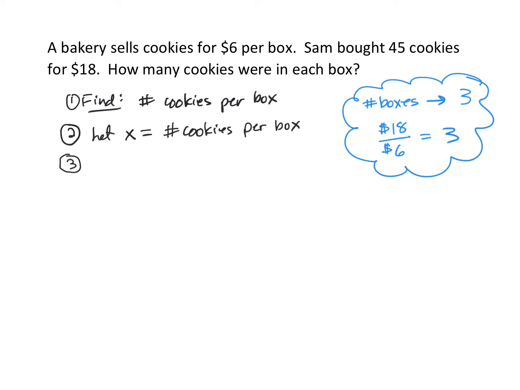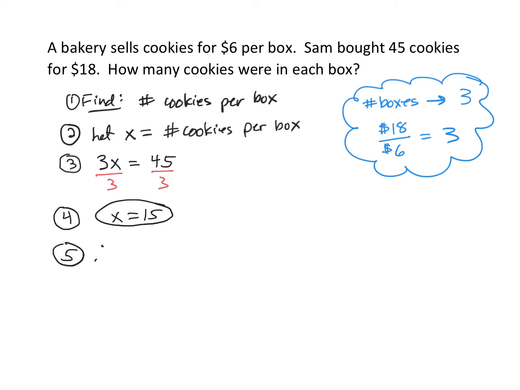So now once I know how many boxes there were, if I take the number of boxes times the number of cookies in each box, I should come up with a total of 45 cookies. And to solve that, I just divide by 3, and I get X equals 15, which means there are 15 cookies in each box. This is my step 4, and step 5 is my conclusion. Therefore, there are 15 cookies in each box.